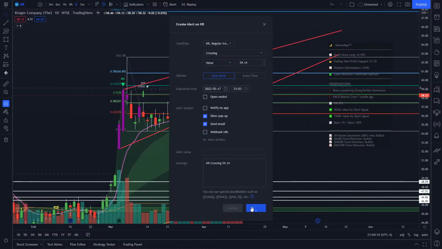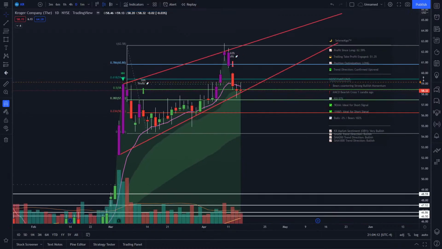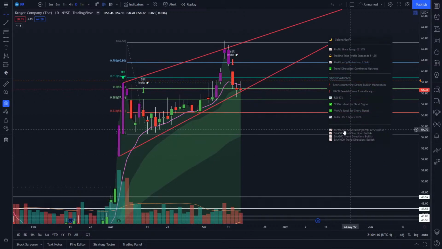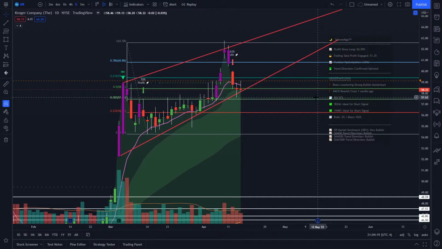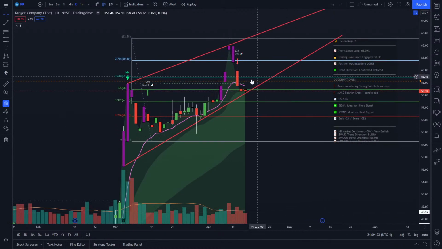Go long over 59.14. Yeah, I don't want to play puts on Kroger. This is a really good buyer line, but we'll grab calls over 59.14.